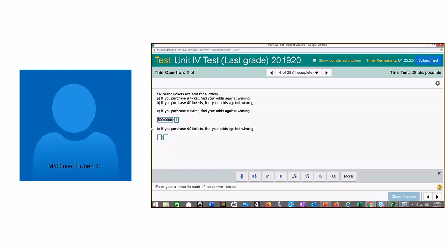If you purchase 40 tickets, find your odds against winning. Well, it would be 5,999,960 to 40. To 1. Oh, 40. And then you would take off the zeros, and then you would reduce that number. Somebody take your calculator and divide 599,996 by 4 and see if you get a decimal or a whole number. I have a whole number. What is it? 149,999. Say it one more time.